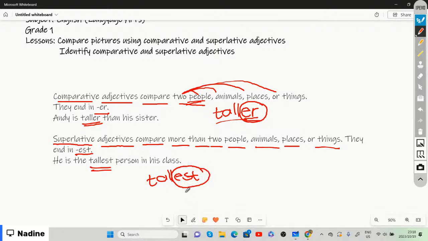So which means that comparative means that we are comparing two people, or two places, or two animals, or two things. And then we have a superlative adjective, where we're comparing more than two people, animals, places, or things, and that ends in est.